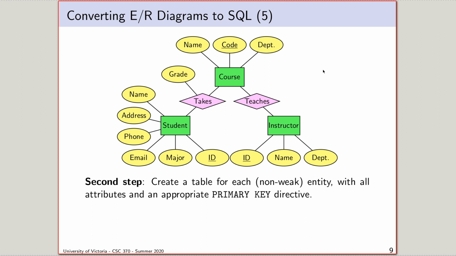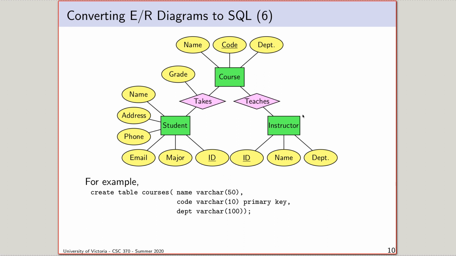I don't have to call the table course or instructor. I can make my own decisions about what to call tables, and I will have to take some liberties with naming later on. So once I know the type of everything, I can make a table for each entity. Here, though, I think student and instructor, those are pretty good names already. And I'll add the primary key directive as needed.